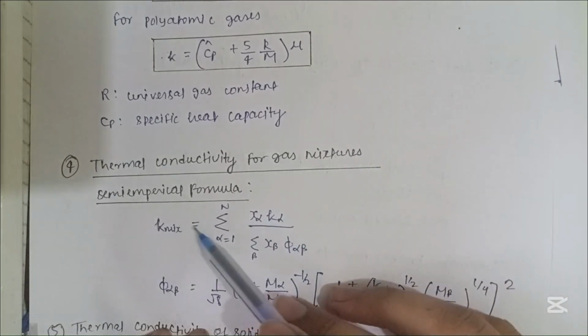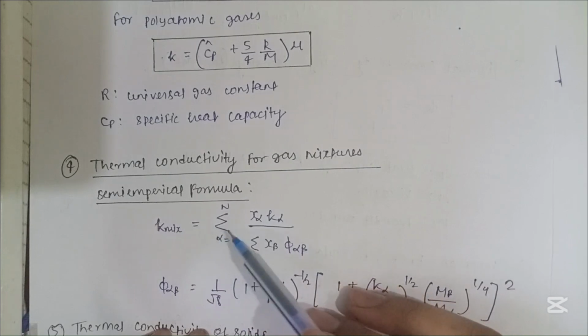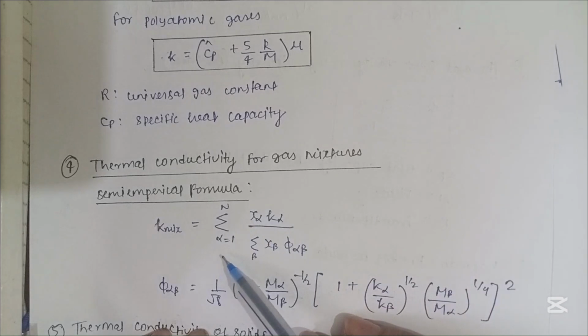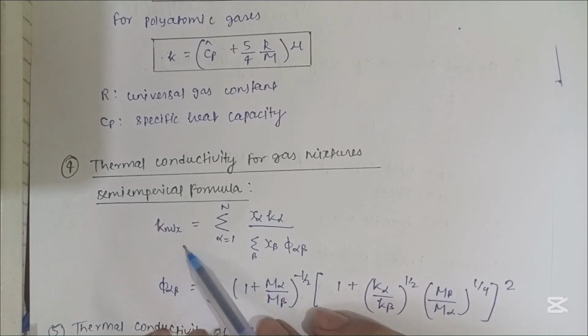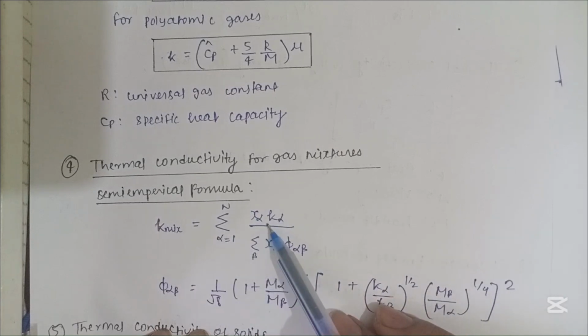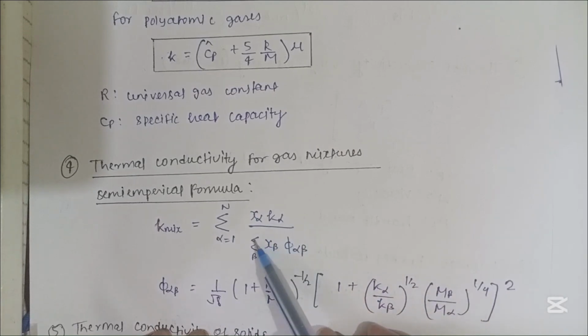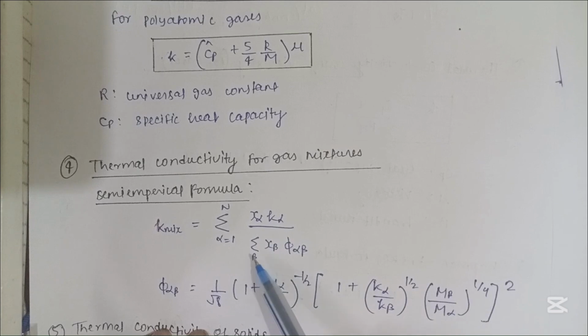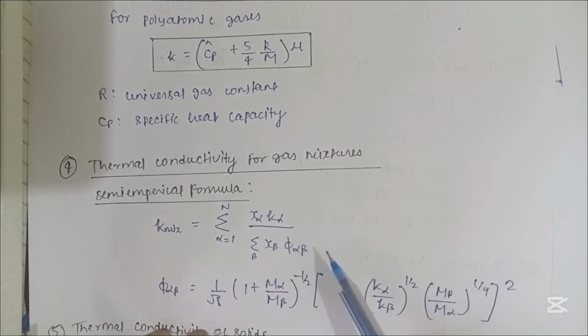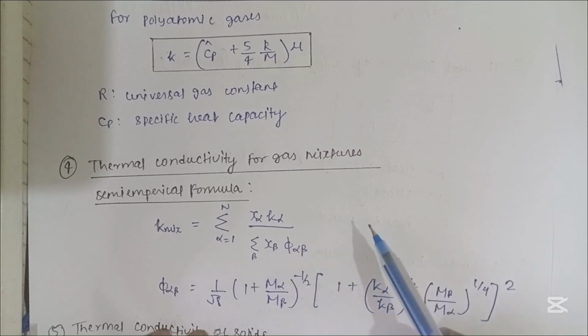Here we use semi-empirical formula mixing rules to estimate overall thermal conductivity. The formula goes something like this: K mixture equals the sum from alpha equals 1 to n of x alpha into K alpha, upon the sum over beta equals 1 to n of x beta into phi alpha beta, where x beta equals the mole fraction of the component I.